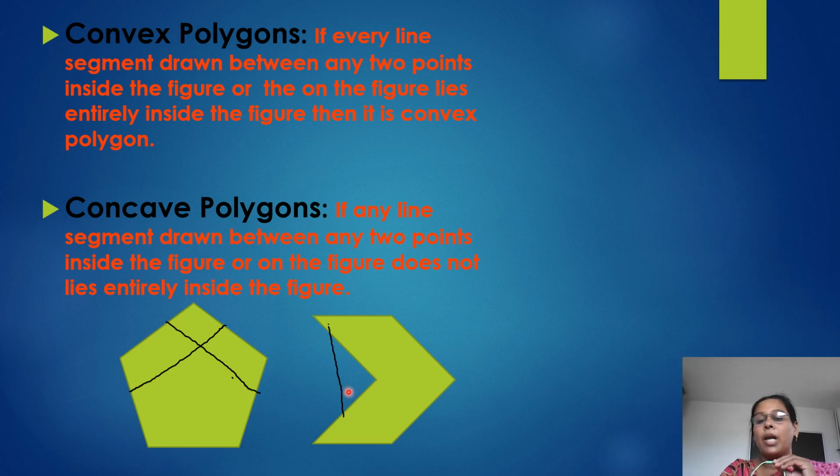In simple language, you can say if you draw the diagonal and some part of the diagonal is outside the figure, then you can say that it is concave. And if the whole diagonal lies inside the figure, in the interior part of the figure, then it is a convex figure. In other words, you can use this criterion also.